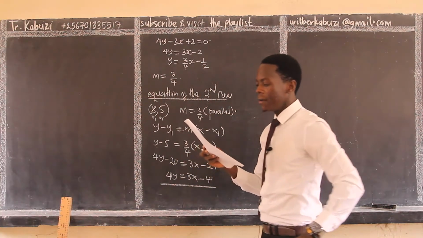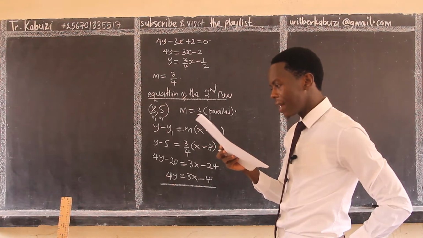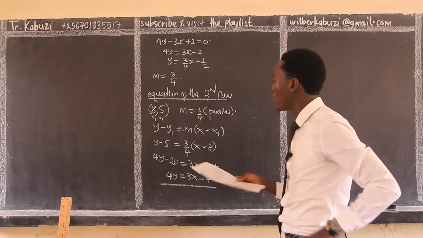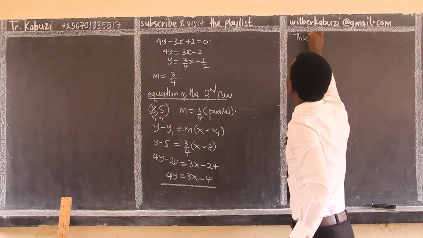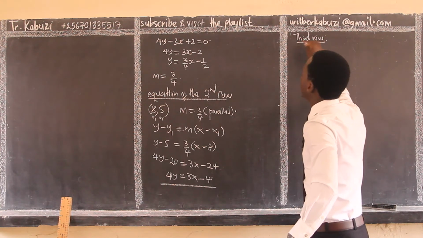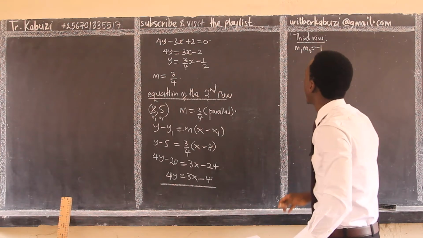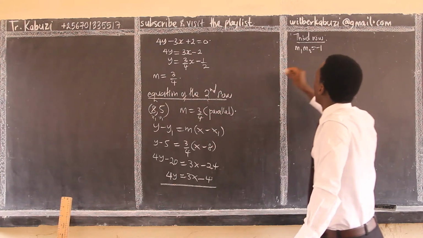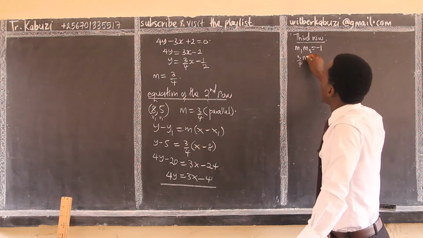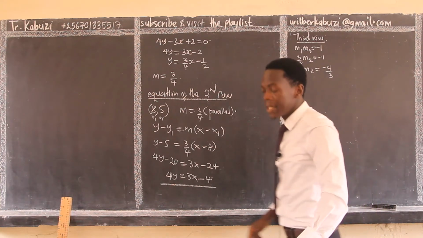But they went on further to tell us that the third row is perpendicular to the first row. Now we come to the third row. That's perpendicular. Now we know that for perpendicular lines, m1 times m2 equals -1. Now I need to get the gradient of the third line. Remember this was the gradient of the first row, 3 over 4, times m2 equals -1. So my m2 will be -4 over 3, the reciprocal times -1.